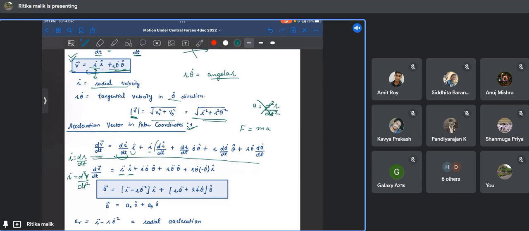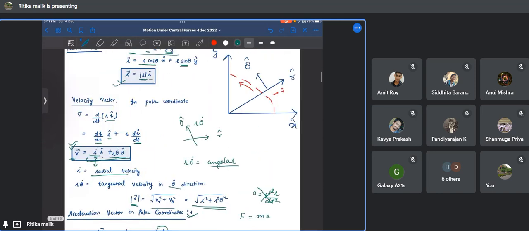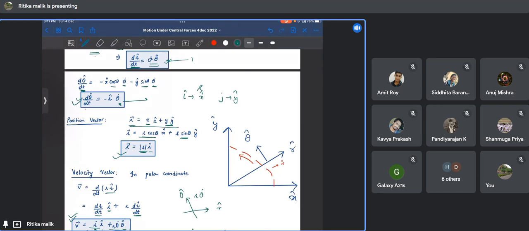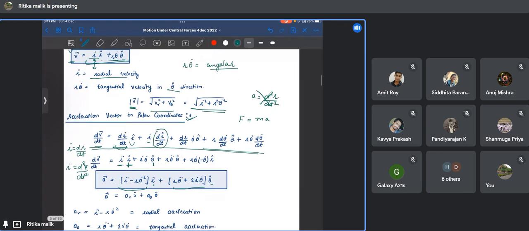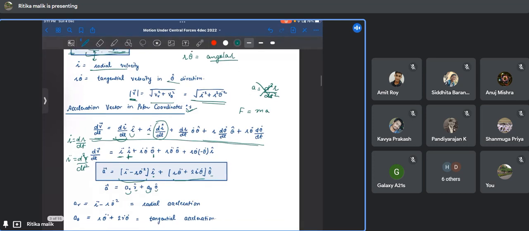And whenever I encounter dr cap by dt, I just use this relation, and d theta by dt is used by this relation. So by putting all these values, the acceleration will contain a component in the r cap direction and a component in the theta cap direction. By combining the r cap components together and the theta cap components together, we are left with two parts of acceleration: one in the radial direction, which is related to the r cap component, and one in the theta cap direction, which is the angular part of this acceleration.